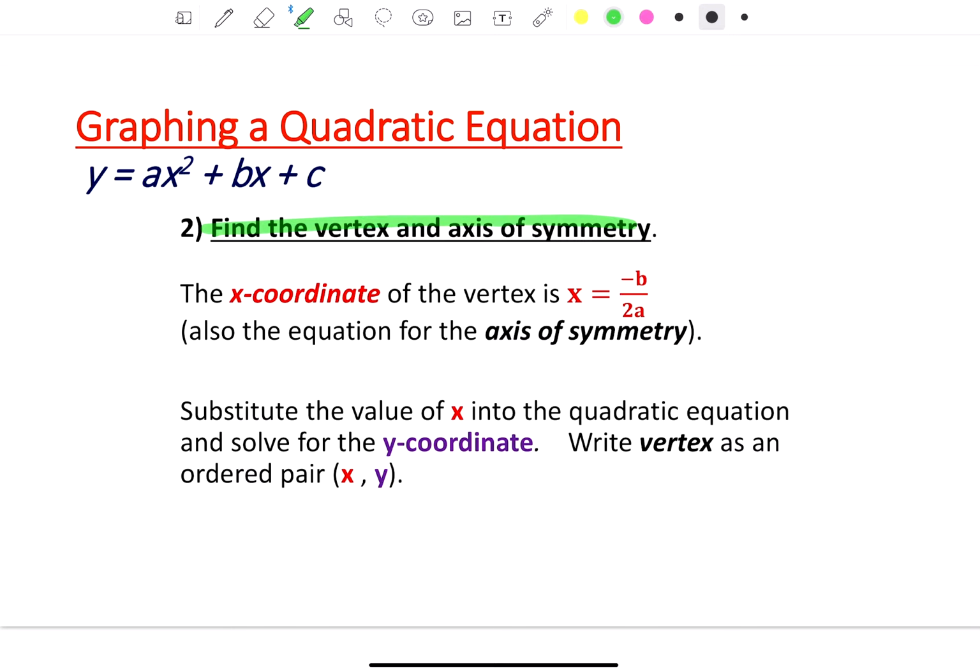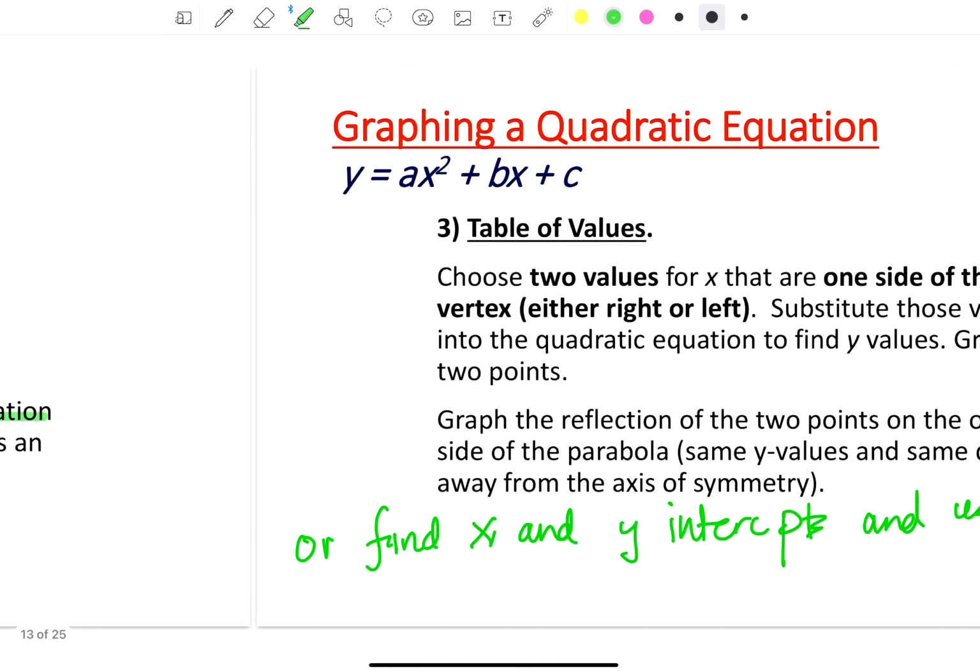Next, we want to find the vertex and axis of symmetry. To find x coordinate of the vertex, we will be using formula x equals negative b over 2a. And this formula comes from quadratic formula. And that will be also equation of axis of symmetry. Once we have the x coordinate of the vertex, we're going to plug this back into original equation to find the corresponding y coordinate of the vertex. And that will be our vertex. Ordered pair x, y will be our vertex.